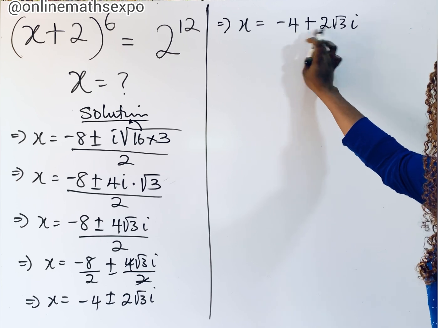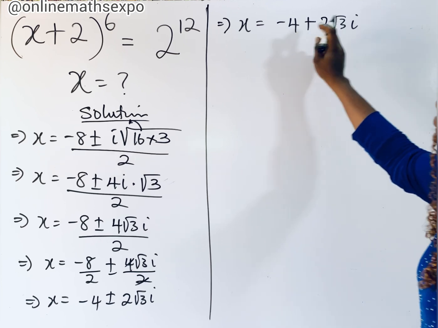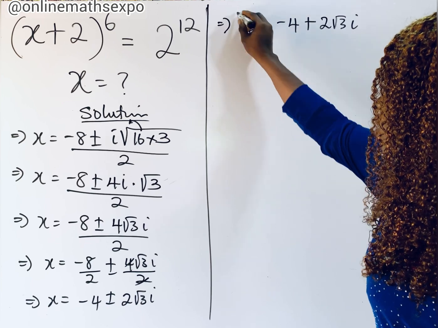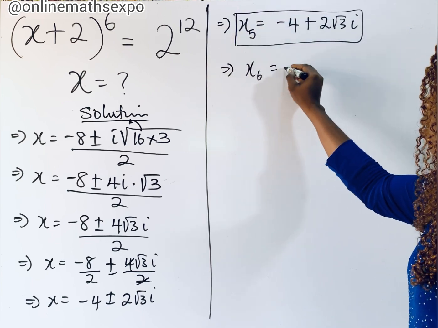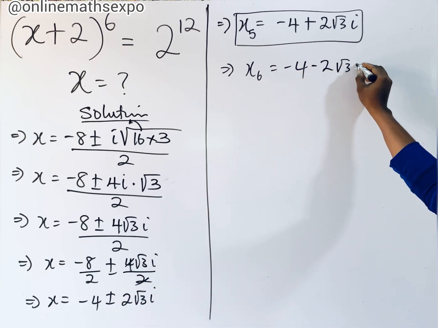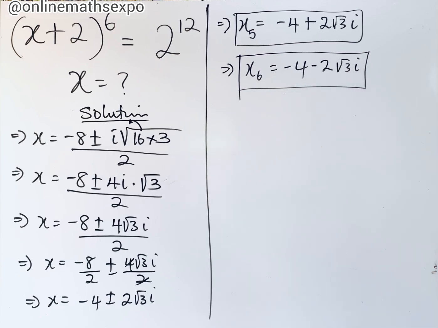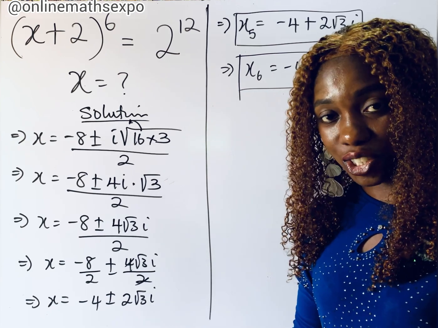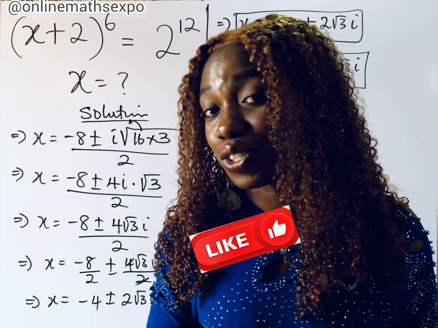Remember, you cannot add these two. This 2 is a coefficient of this, so you cannot add them. So this is the fifth value of x, okay? Now the sixth value of x is -4, then take the negative sign. I hope you are with me there. So you've seen that we've been able to get the sixth value, and that was what we said at the beginning of this tutorial.